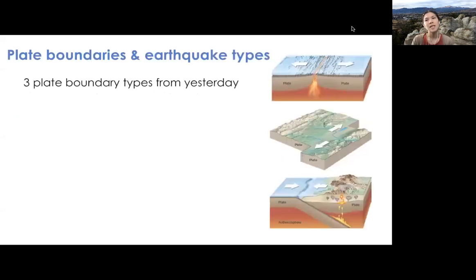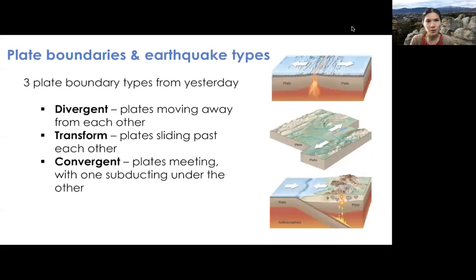Okay, so before we really get into earthquake risk, I would like to think about plate boundaries and how those are related to earthquakes. So if you remember, we went over three plate boundary types earlier in these lectures. We had our divergent boundaries, our transform boundaries, and our convergent boundaries. So in divergence, we have plates moving away from each other, like we see in this top image here. Transform has plates moving side to side, and convergent has plates meeting together with one subducting under the other.